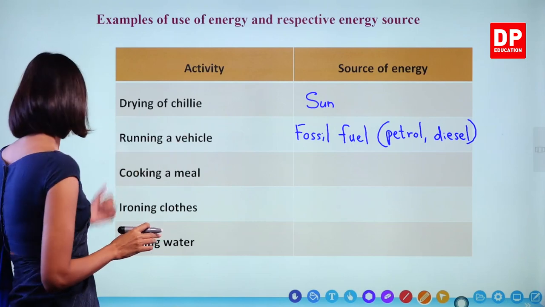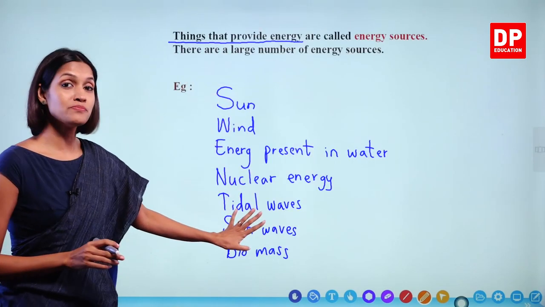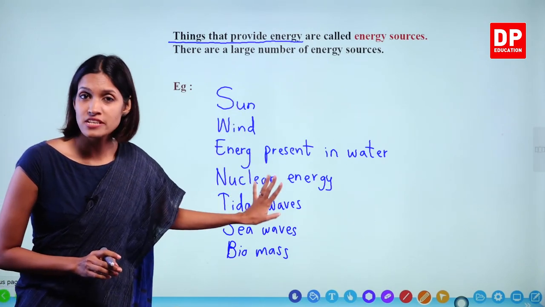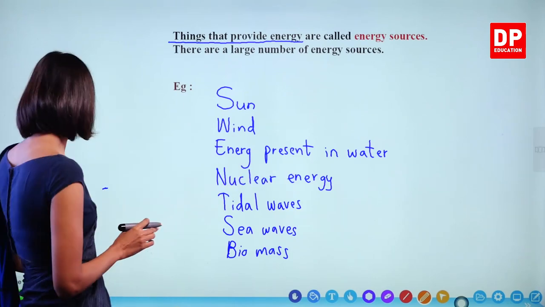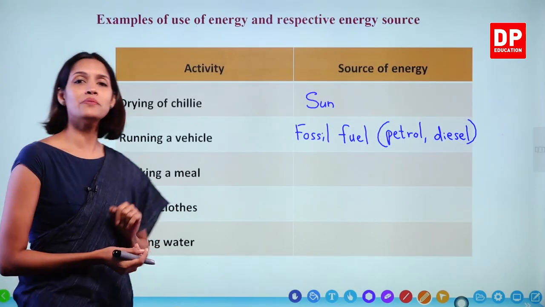Okay, so in the previous activity, you can see examples under examples. We did not write fossil fuels, but that is also a type of energy source. Okay, children? Right. Next one, cooking a meal.